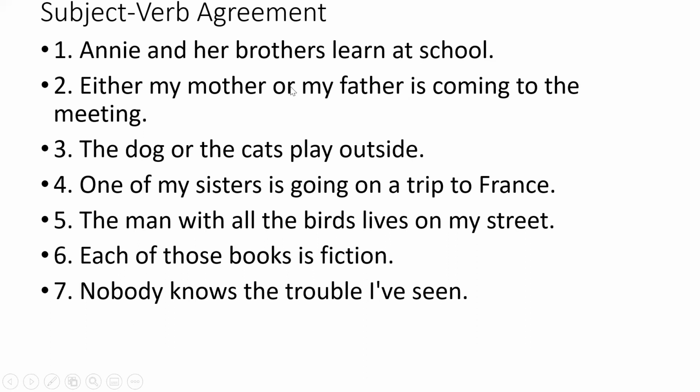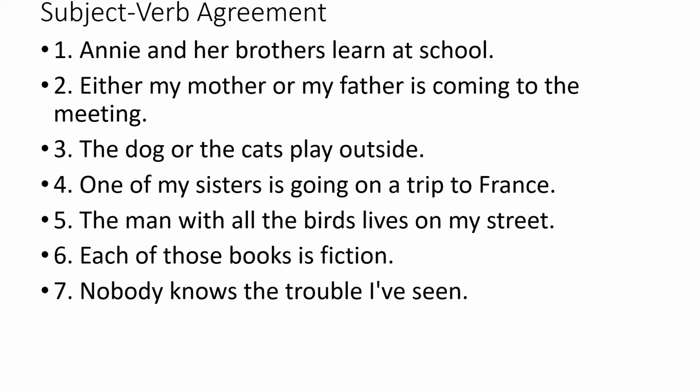Second sentence, either my mother or my father is coming to the meeting. So in this case, we again have two subjects. However, they're not joined by and, they're joined by or. And when we have or between two subjects, the rule changes because this is not necessarily always plural. And in this case, both options would be singular.